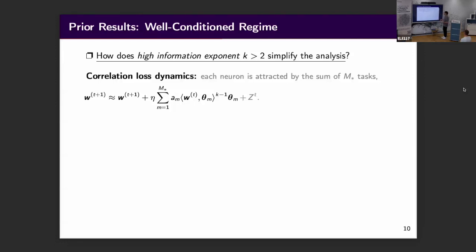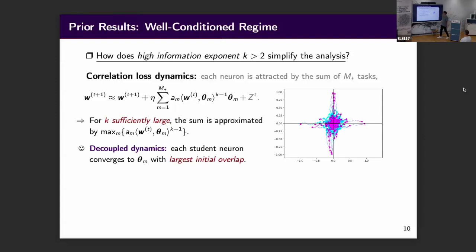So why do we make the assumption that the information exponent is greater than 2? Intuitively, lower information exponent means that the optimization problem is easier, right? But actually, it turns out that high information exponent makes the analysis much cleaner. The observation is that if k, the information exponent, is sufficiently large, then I can approximate this sum by the max. The sum is the contribution of all the different teacher vectors, but if I can replace it with a max, that means I only have to worry about the target direction that's closest to me at initialization.